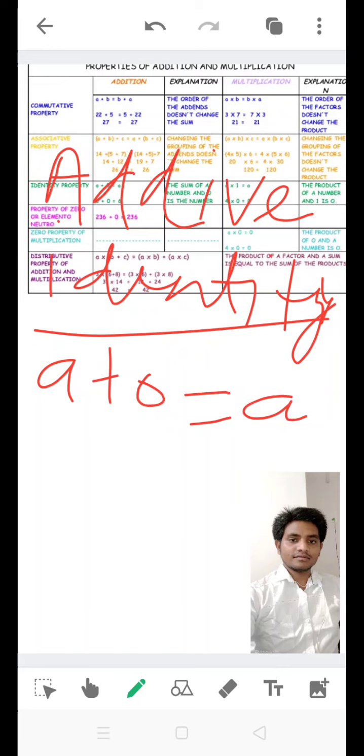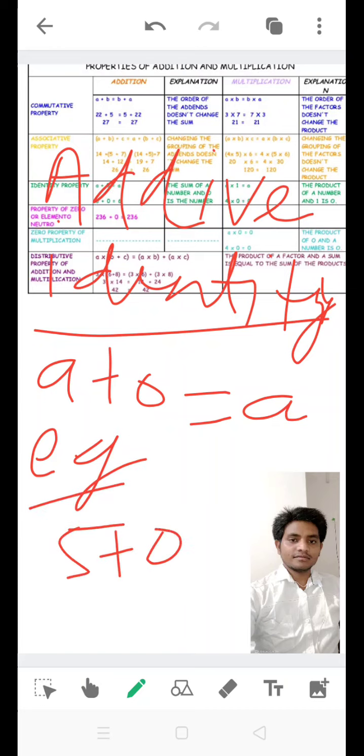Okay. Next example, 5 plus 0 equal to 5. Okay, dear student, this is the additive identity.